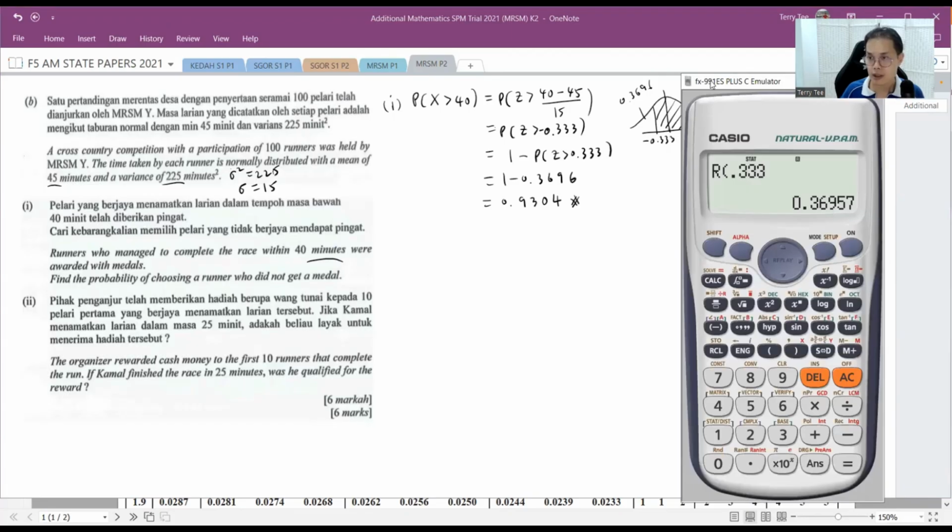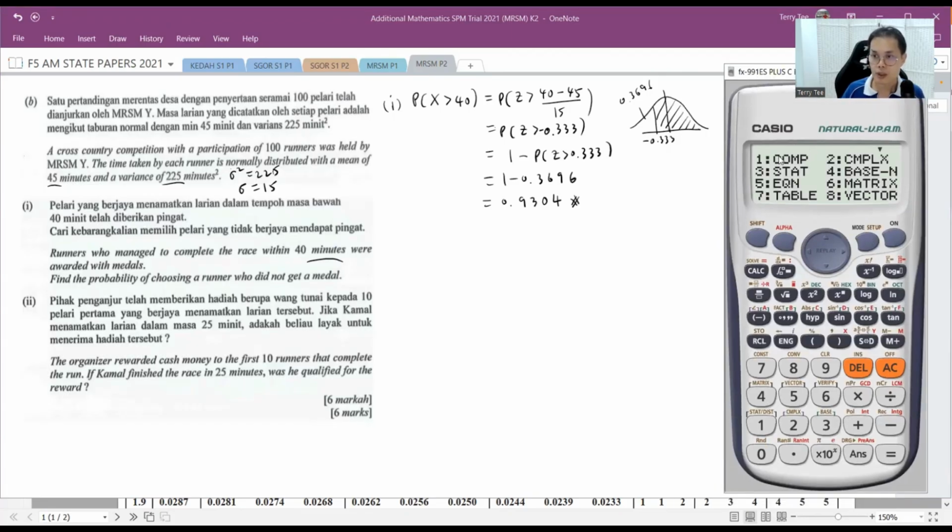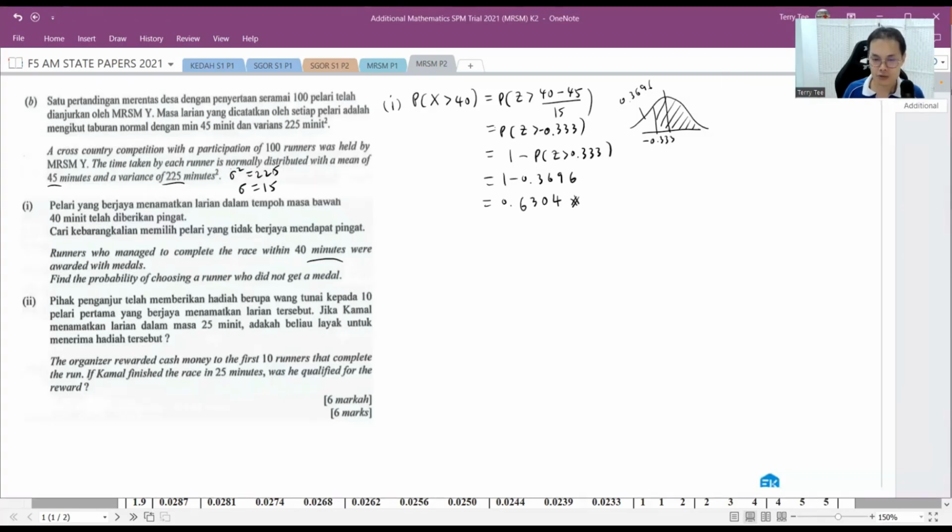Now, alternately, you can actually use this calculator. If you have this calculator, you can press mode. You go to 3 for stats. You go to AC. Press shift, 1 for stats, 5 for distribution. Press 3 for R. Remember, the upper tail here is your R. You press 3, 0.333. There you go, 0.3696. As I do 1 minus answer, I'll get, sorry, I wrote wrongly, this is 0.6304.